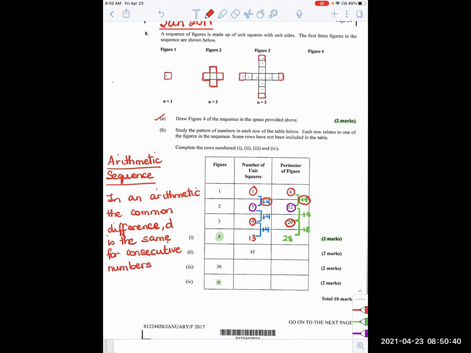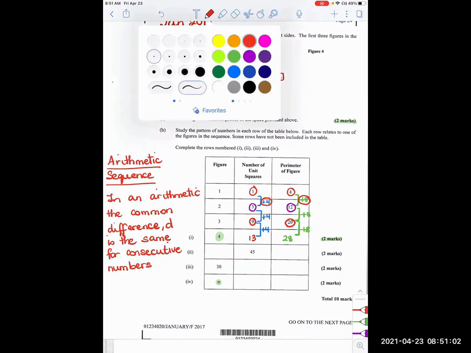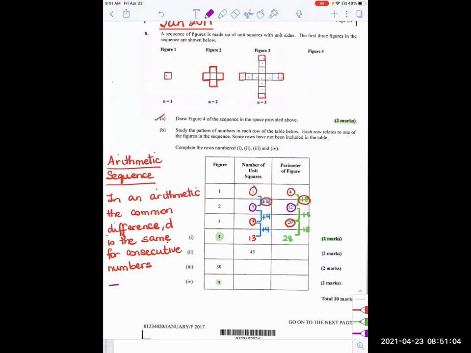Now, this only works when the common difference is the same. It does not work when there is no common difference. For example, if the difference between one number and the other is 4, and then the other difference is 5, it wouldn't work. The common difference must be the same. And the formula is Tn is equal to A plus D into n minus 1.